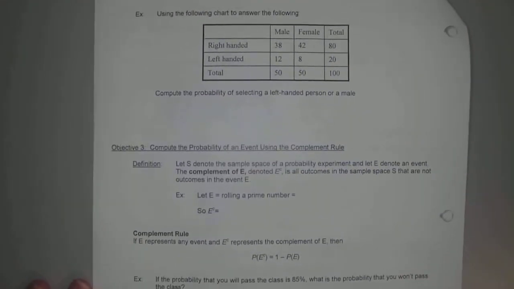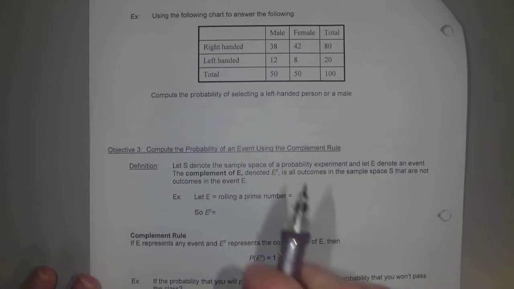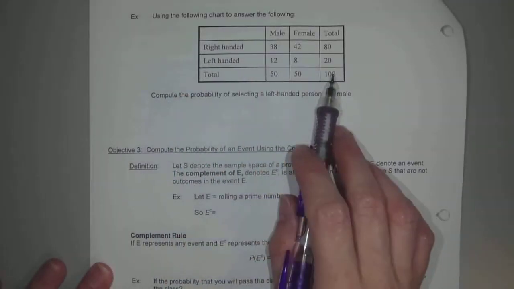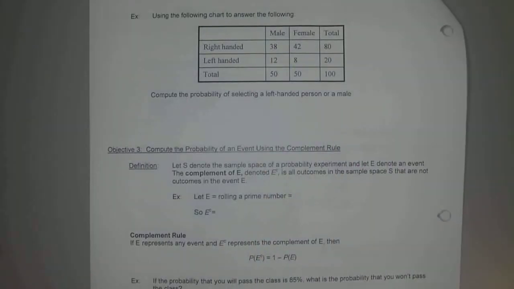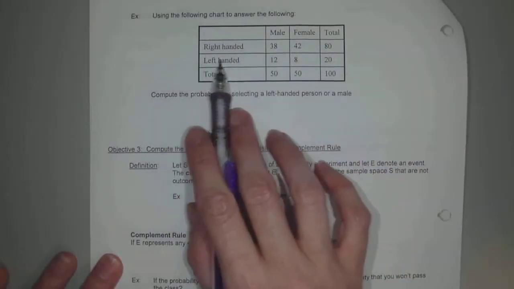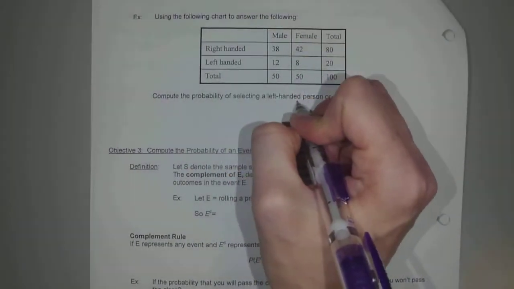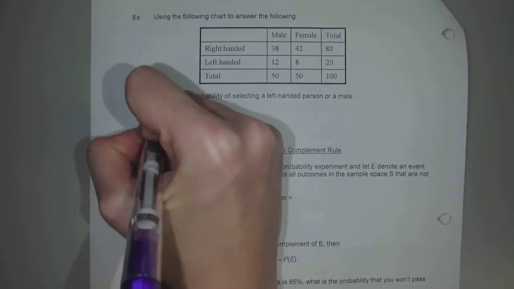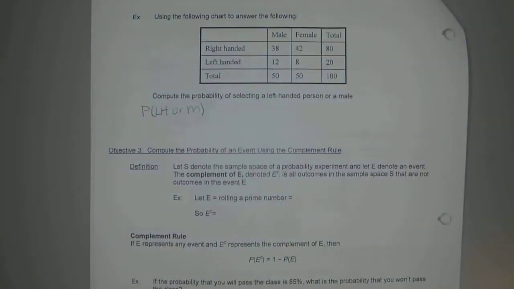All right, so sometimes you can use this method for empirical data as well, so data that's in a chart. So here's a chart that's made up of 100 people, 50 are male, 50 are female, but then we also asked, are you left-handed or right-handed? So there was 80 that are right-handed and 20 that are left-handed, all right? So we want to compute the probability of getting a left-handed person or a male. So the probability of left hand or male. So here's my E, there's my F, okay?